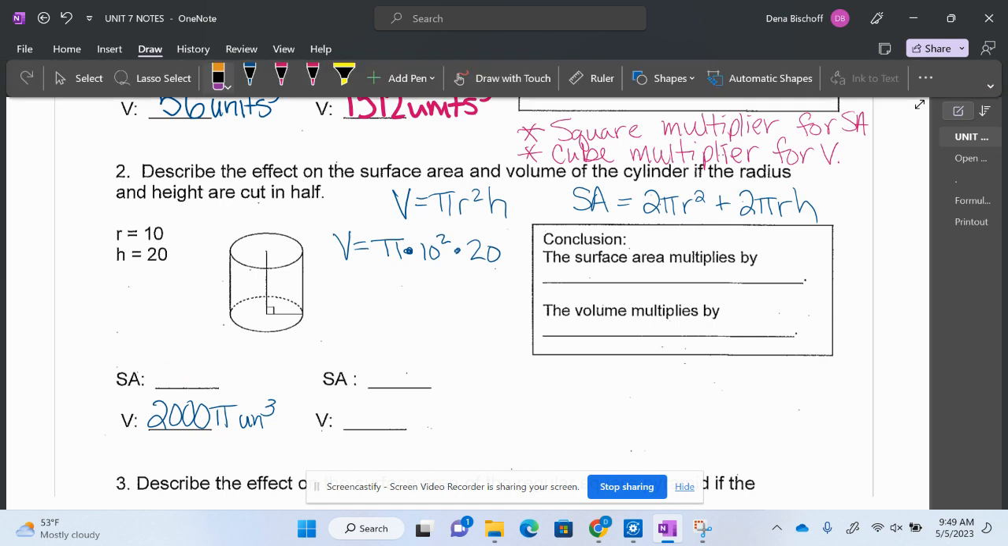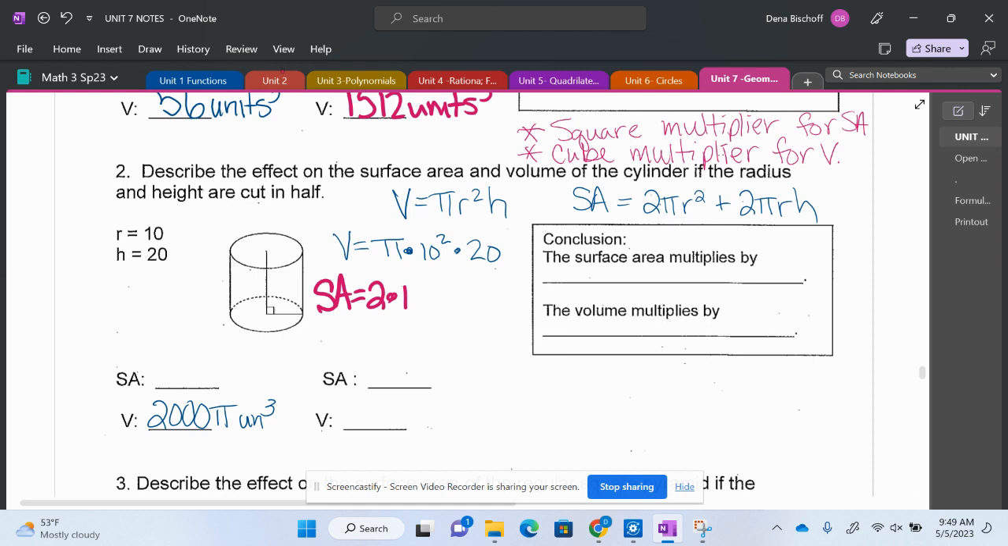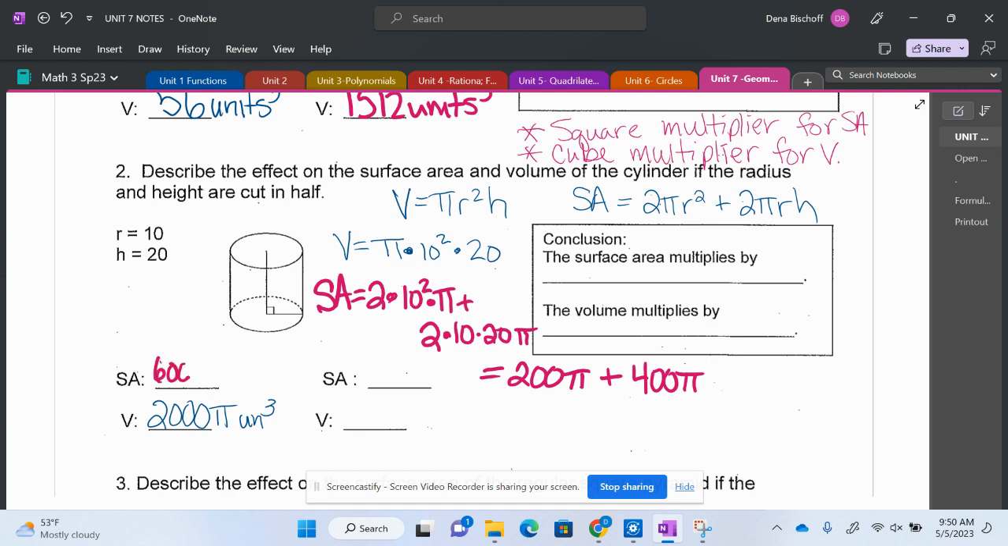Okay. Let's find the surface area. So for the surface area, I have 2 times my radius squared times pi plus 2 times my radius times my height times pi. Okay, so 2 times 100 is 200 pi plus 10 times 20 times 2 is 400 pi. So the surface area is 600 pi units squared.